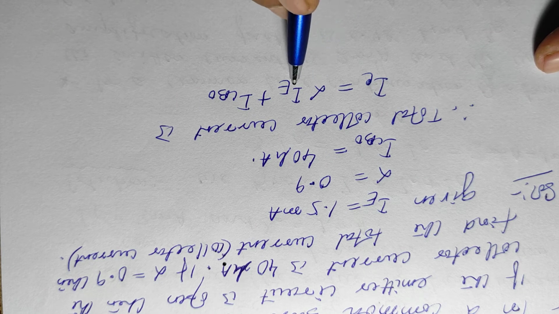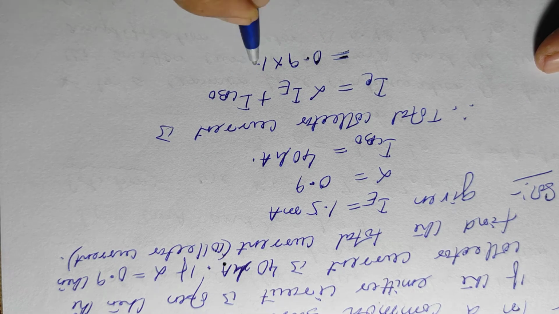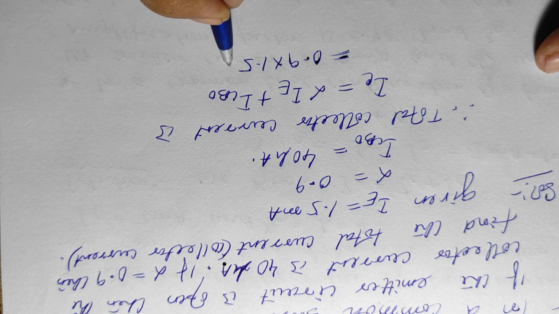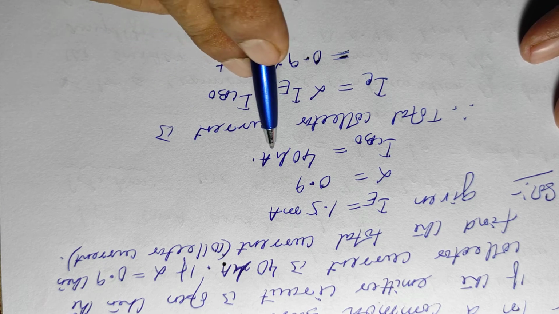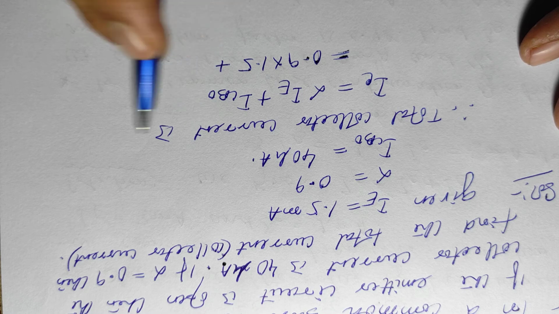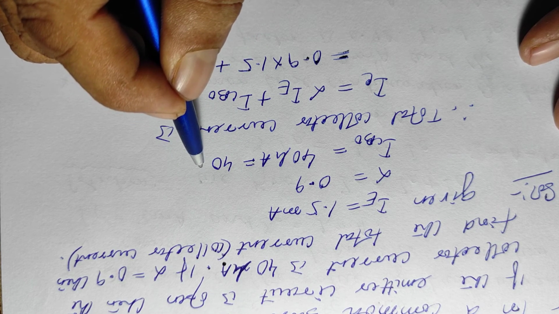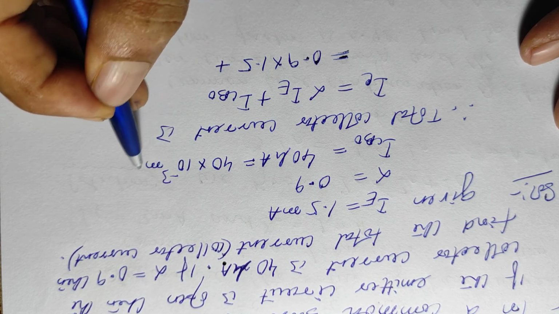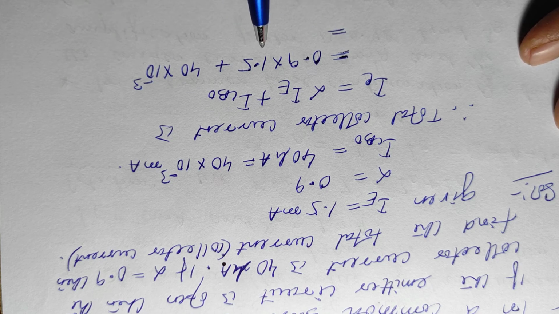Clear? Alpha is known, IE is known, ICBO is known. So put the value of alpha, it will be 0.9, then into IE is 1.5, then plus ICBO. ICBO is 40 microampere, and you have to convert it to milliampere. So if you convert it to milliampere, then 40 into 10 to the power minus 3 milliampere it will become. So it will become 40 into 10 to the minus 3, and now if you calculate this one, you will get 1.39 milliampere. So this is your answer.